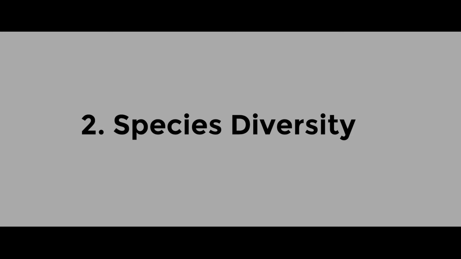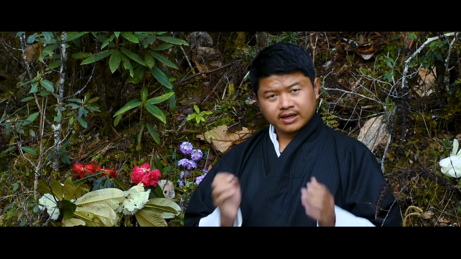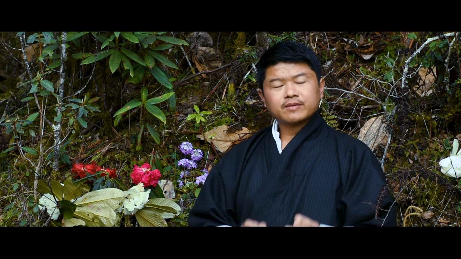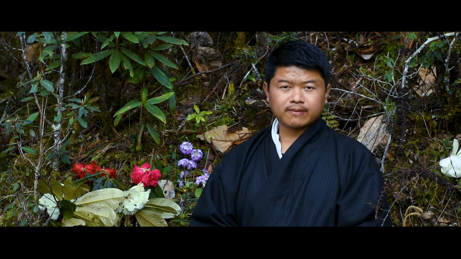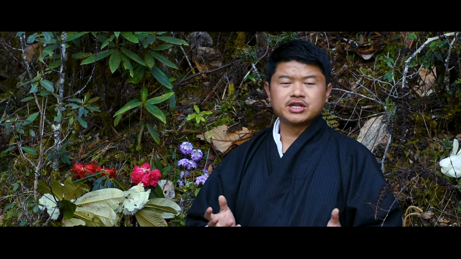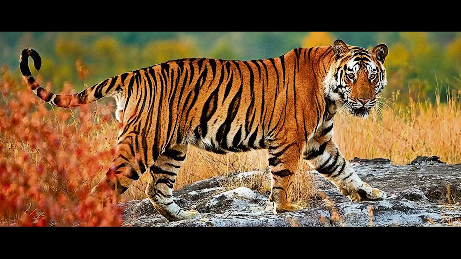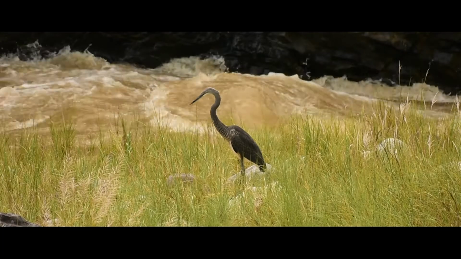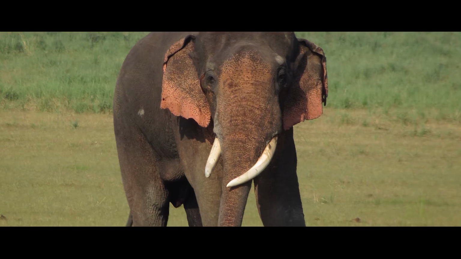Now let us look at the second level, that is species diversity. Currently, Bhutan has 23 important bird areas. It has 3 Ramsar sites and numerous important plant areas. Bhutan also has numerous threatened species of plants and animals, which includes the Royal Bengal tiger, the white-bellied heron, the red panda, the golden langurs, and the Asian elephants.